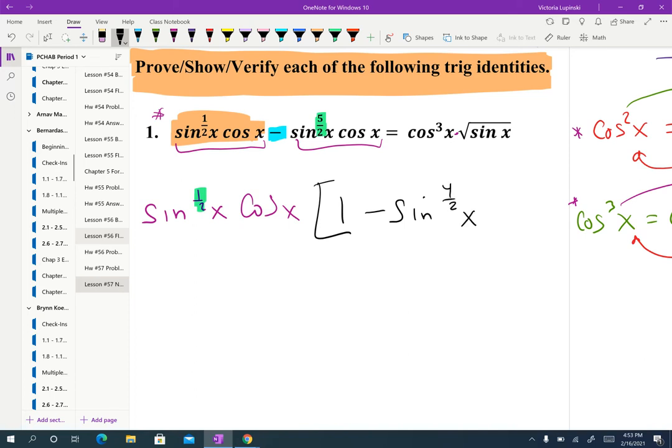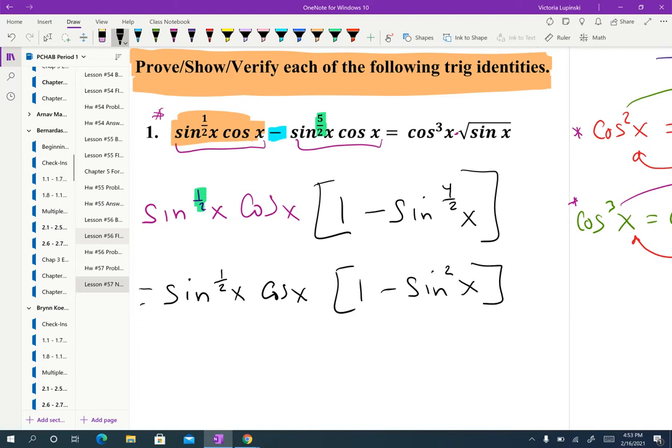And then you took out the cosine, so that's all you're left with. Obviously, that looks a little strange, so hopefully you would then further realize that this is sine to the 1/2 power of x times the cosine of x, and then this is really just 1 minus, if you simplify 4 over 2, that is, of course, equal to sine squared.